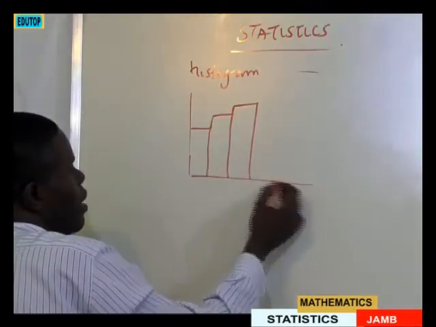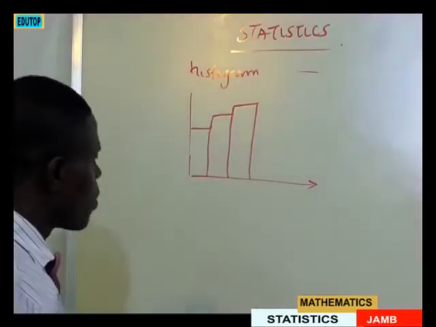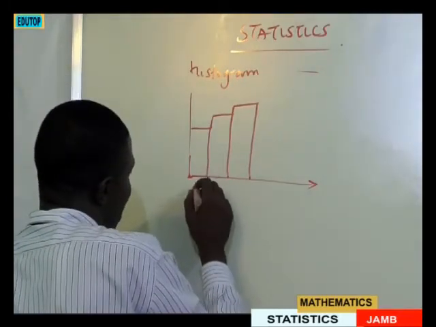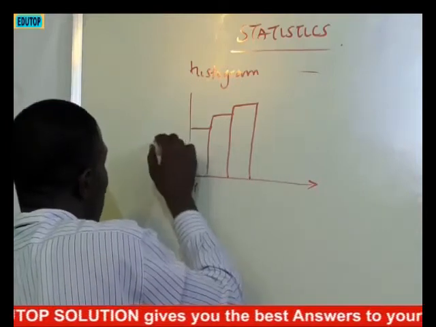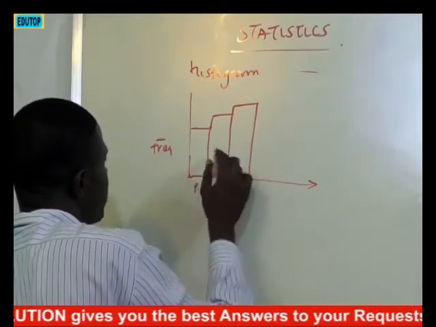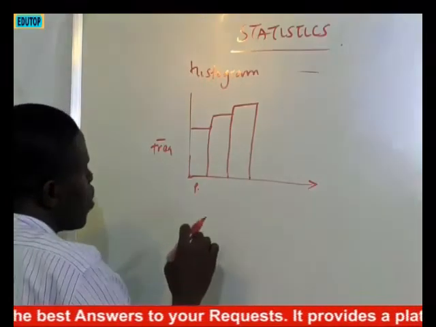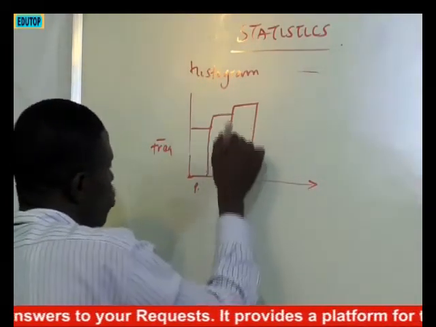So when you see a scenario like this, you call it what? Histogram, where this can be our parameters of interest, then this one will be our corresponding frequency, but there is no space in between the bars. So in that situation, they are connected, no space in between the bars.